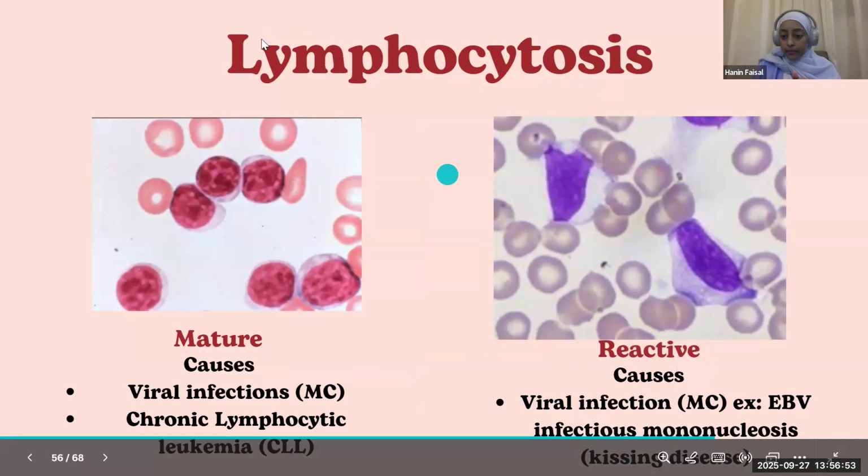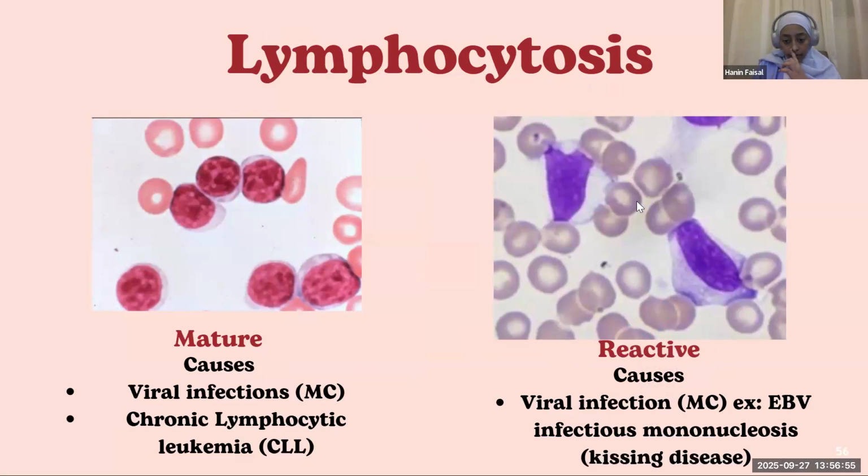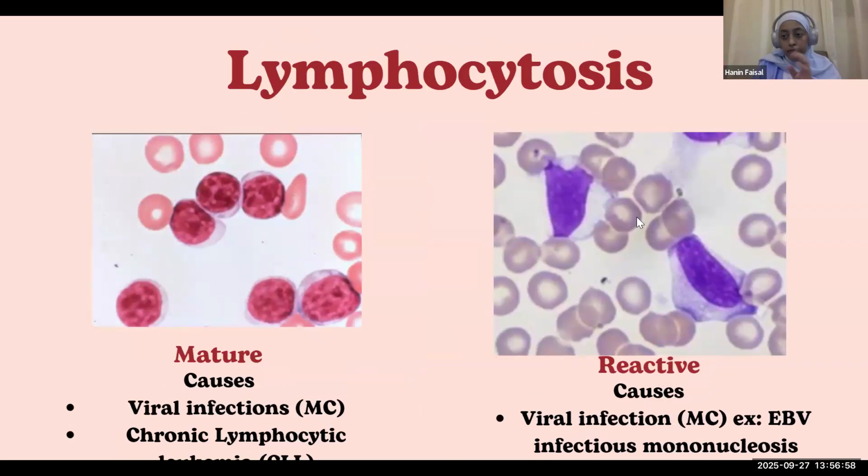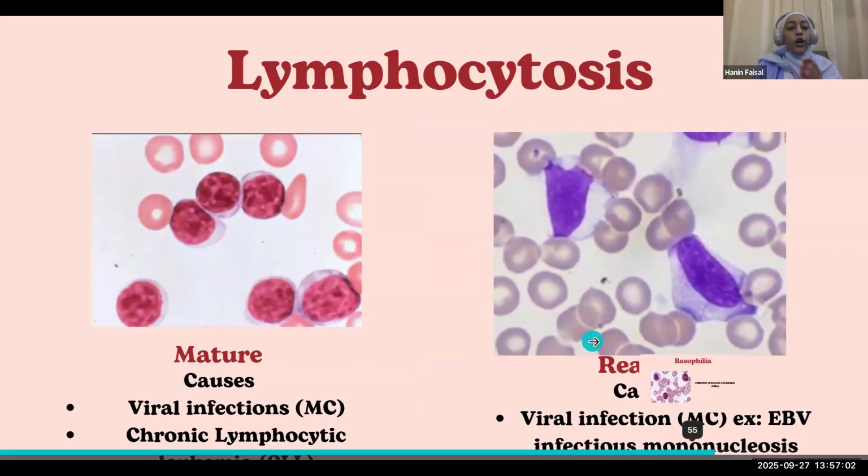Is that clear? So the pop quiz was asking: where can you see infectious mononucleosis? It's going to be in the lymphocytosis, which is the reactive one.